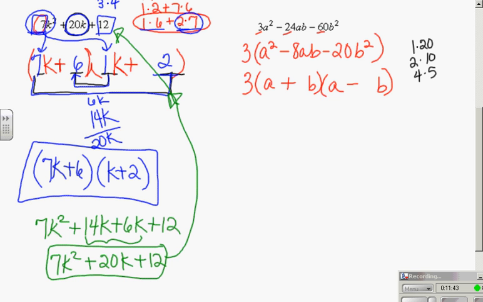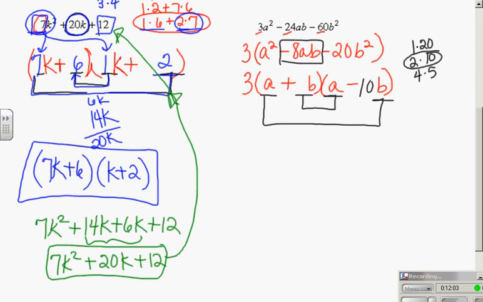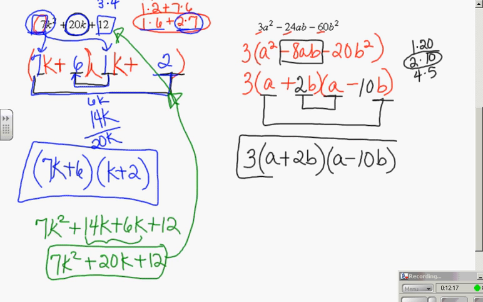And now I have to think about the factors of 20 that when I, in essence, subtract this time, because I'm going to have one positive and one negative, make negative 8. So 1 minus 20 is 19. 2 minus 10 is 8. If I want the 8 to be negative, I want the 10 to be negative, and that means the 2 has to go there. So my fully factored form is a plus 2b times a minus 10b.